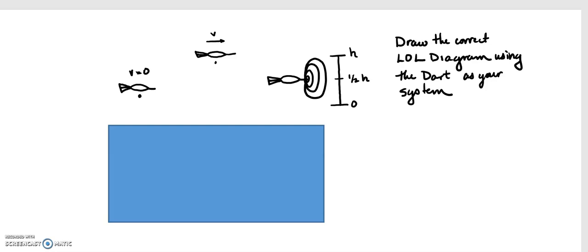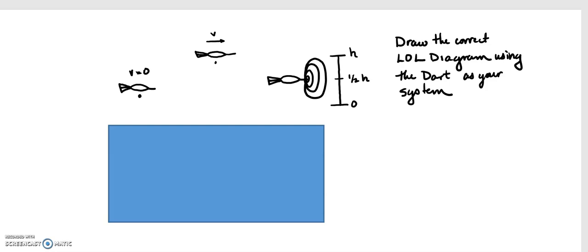All right, so your goal is to try and draw the correct LOL diagram, and you're going to use the dart as your system. So this is basically someone throwing a dart. It starts off at rest, it is thrown into the air, and it lands strangely in the bullseye. I did pretty well with my throw there, I guess. And the bullseye is exactly half of the total height it ever reached.